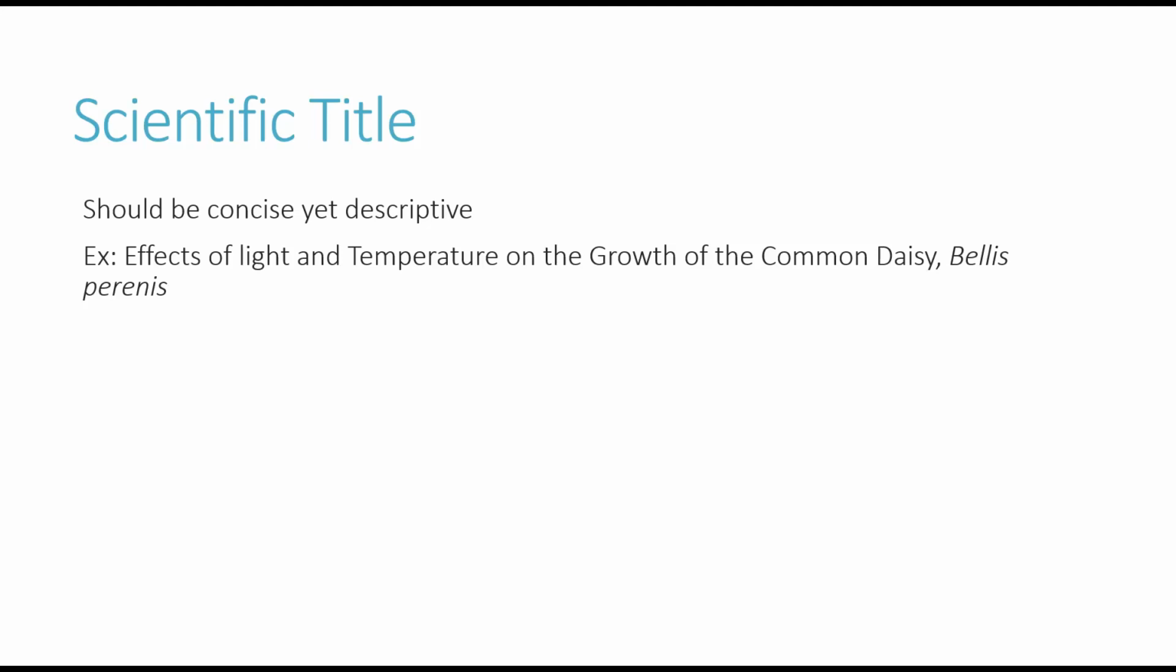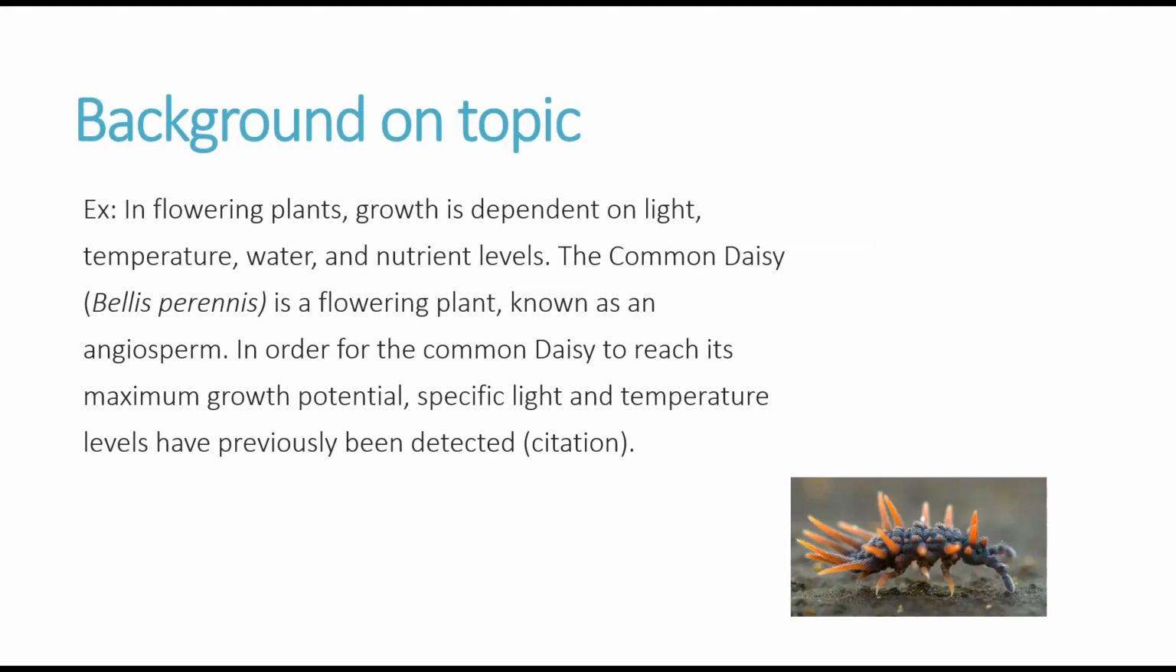It needs to be concise yet descriptive. For the example here: effects of light and temperature on the growth of common daisy, Bellis perennis. It tells you what you're looking at, the effects of light and temperature. It's telling you the model organism that you're working with. So we're looking at light and temperature, their effect on growth, and we're working with the common daisy. That is an example of a good, descriptive, and concise title. It doesn't have a lot of stuff in there it doesn't need, but it tells you most of the information you need to know what the study is about.